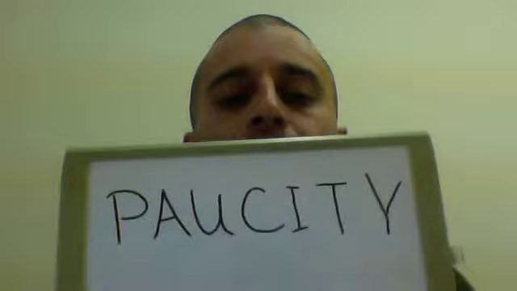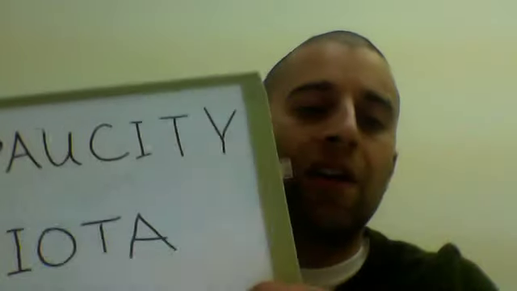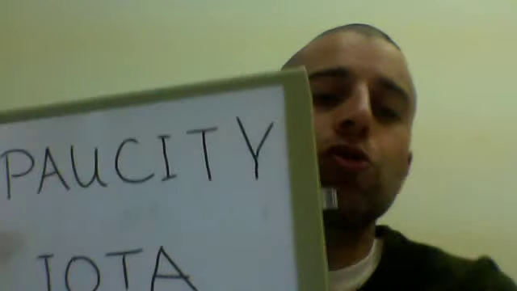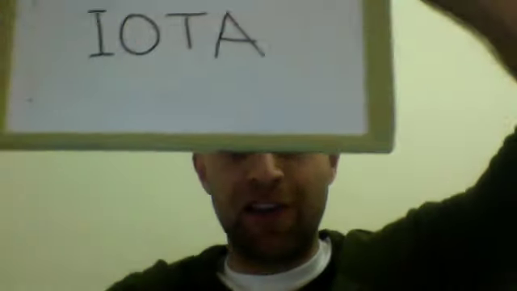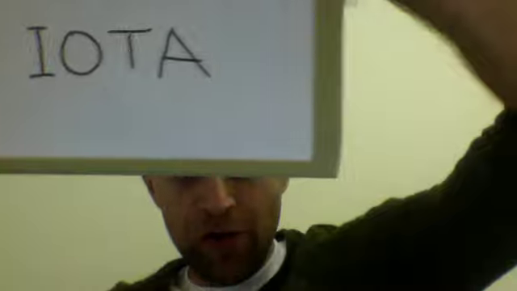Now another word meaning a small or short amount is iota. Iota means a teeny trace amount, and oftentimes this word is used in negation. Let me hold iota up there. There we go. So iota, it's usually used with negation.